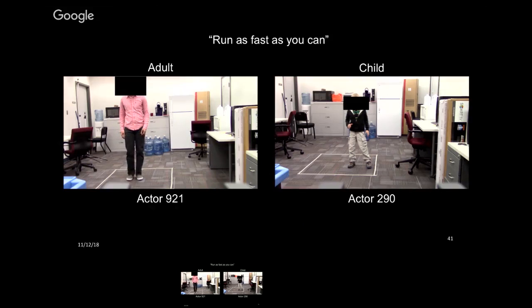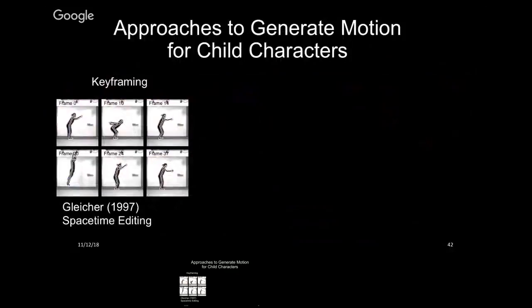So let's think about the classes of approaches to generate motion for child characters. We can use keyframing. Keyframing involves creating the motion by hand, right? Each frame created by hand. Very laborious, very time-consuming, not a suitable approach for interactive applications such as VR.